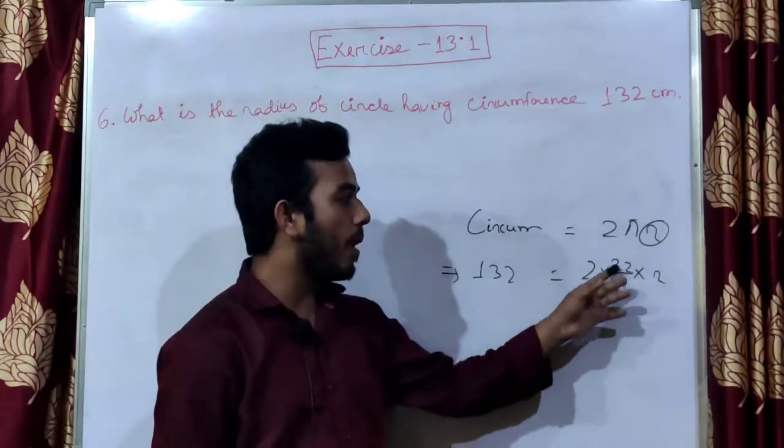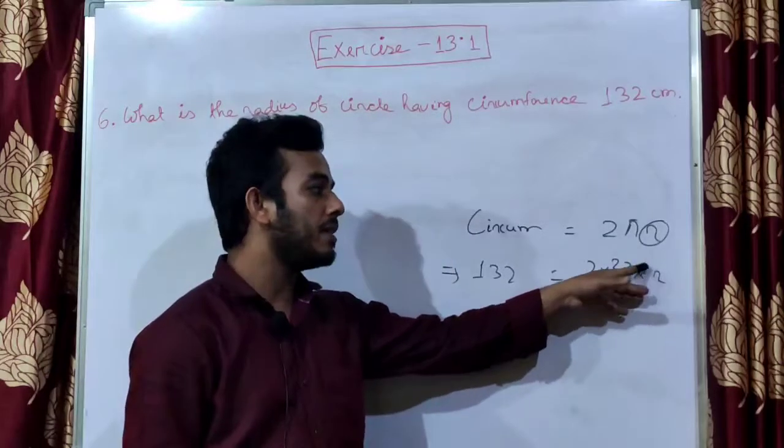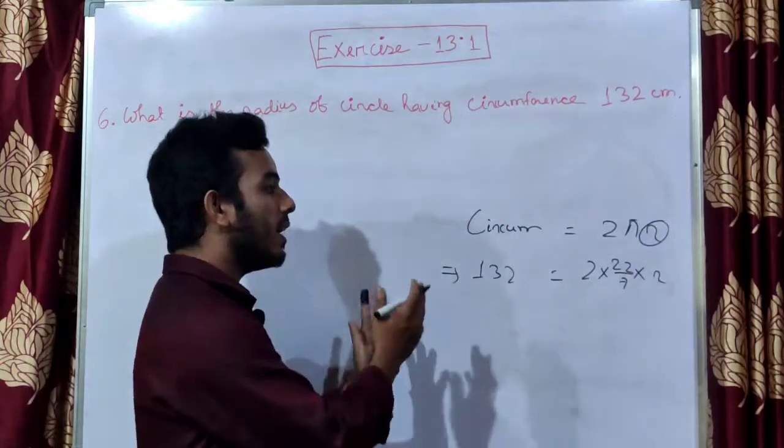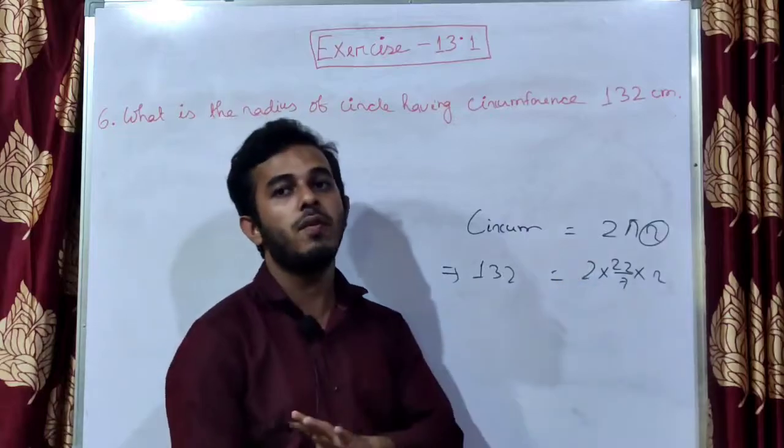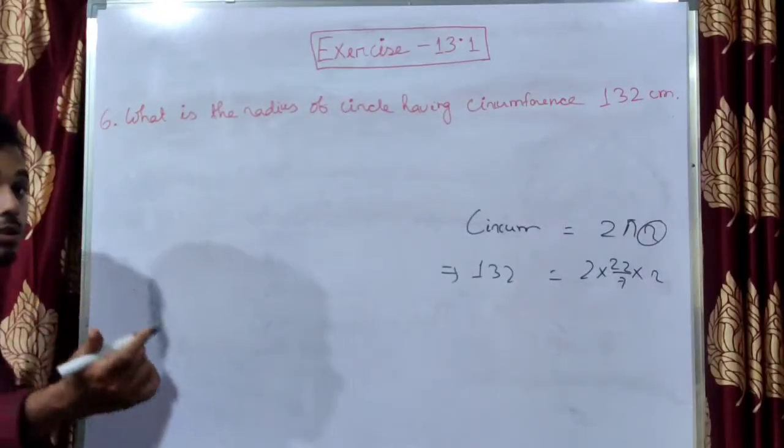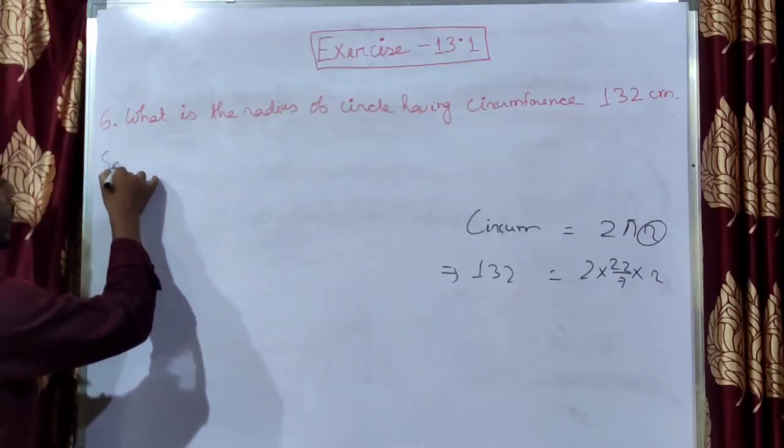After that, what will we do? We will multiply this, and after that, as there is multiplication, we will change the side. So like this we will find the radius. So let's start. First of all, we have to write the information given in the question.